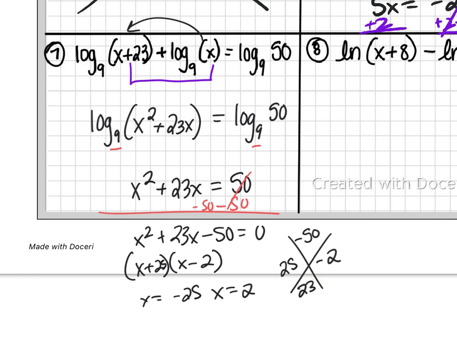If we check back to our original, will negative 25 work? No, we have to reject that. Wait, so anytime it's negative, can you just cross that one out? Well, you have to always check because remember the one we did where it was like negative x, and when you plug the negative back in, it made it positive. So just check.